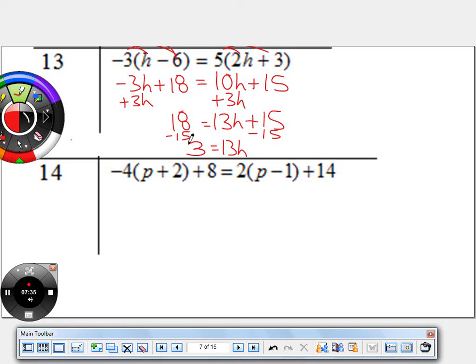So so far I have 3 equals 13h. And then the last step is to divide by 13. So I have 3 over 13 equals h.